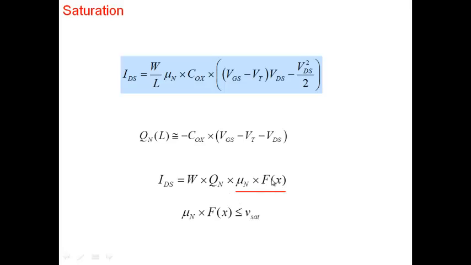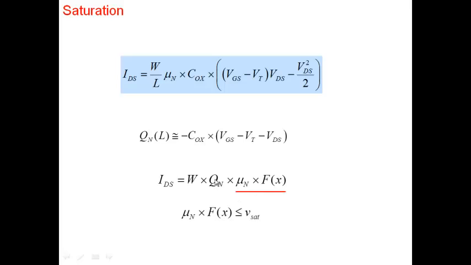Mobility times field cannot go above the saturation velocity. In a silicon device, I have a saturation velocity close to, say, 10 to the power 7 centimeter per second. So this has a limit. Beyond a certain stage, I can't keep on increasing this, and eventually the velocity saturates. Note that it will happen at fairly large fields. You need fields of the order of 10 kilovolt per centimeter to cause this velocity to saturate. So fields become very high.